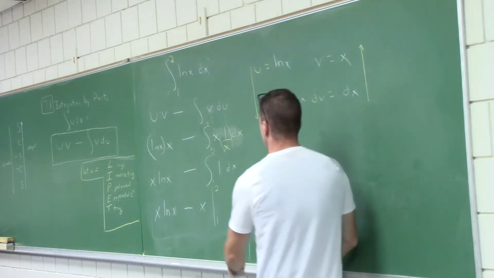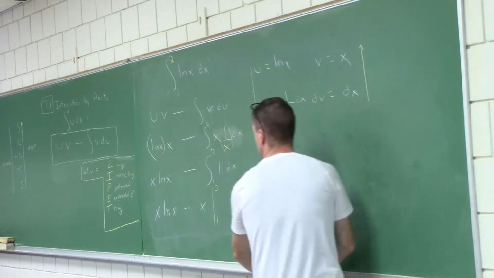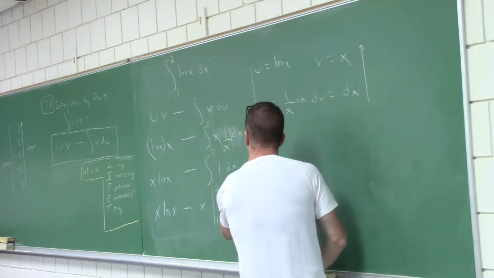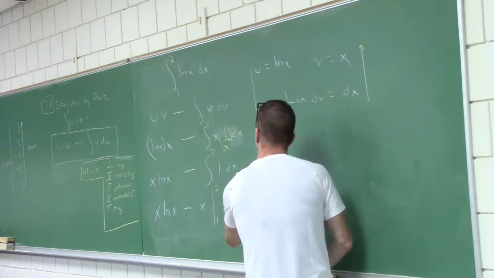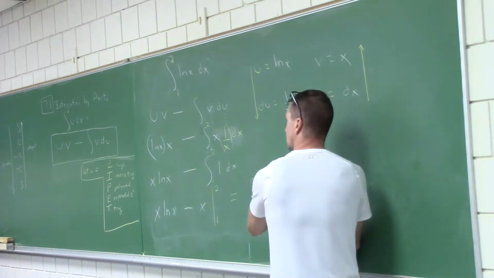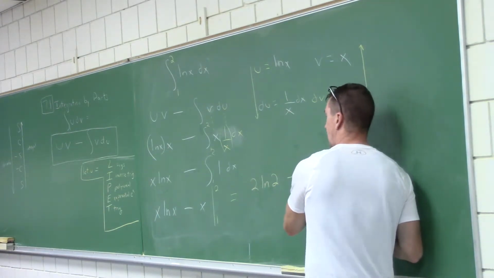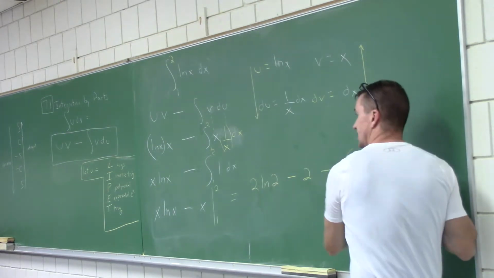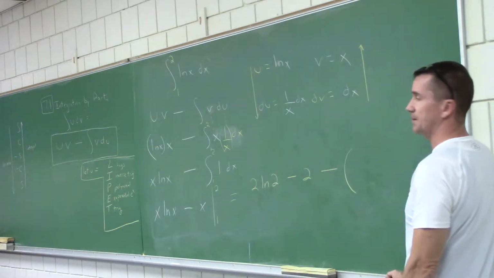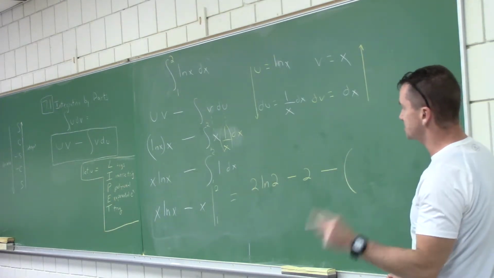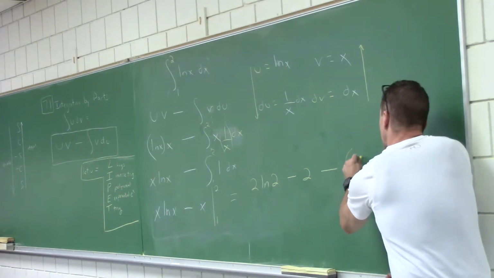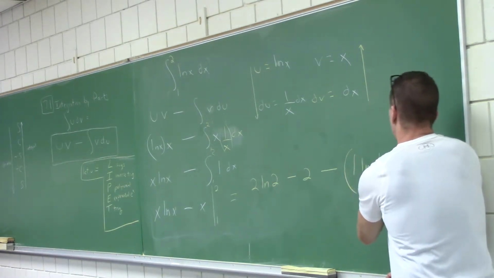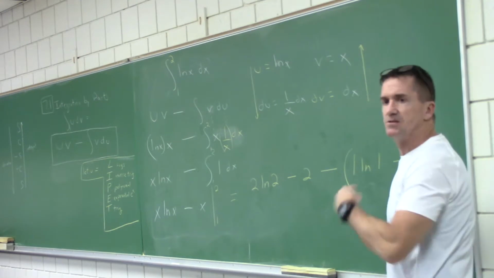What do we get? You ready, Connor? Everyone ready? I get 2 natural log of 2 minus 2. Now what do I have to plug in there? Parentheses, brilliant. Put parentheses so we don't mess up the distributive property. Now substitute the 1: 1 natural log 1 minus 1. And let's see what we get.